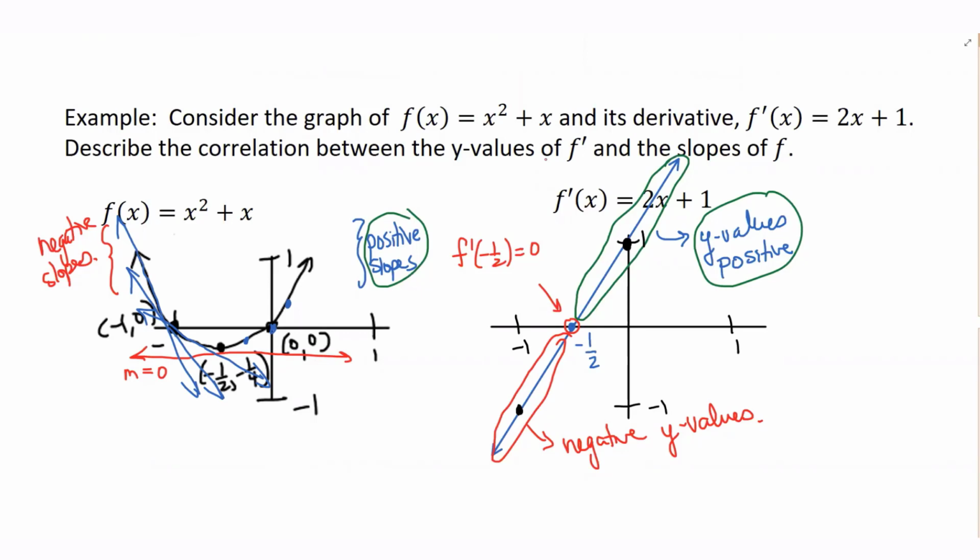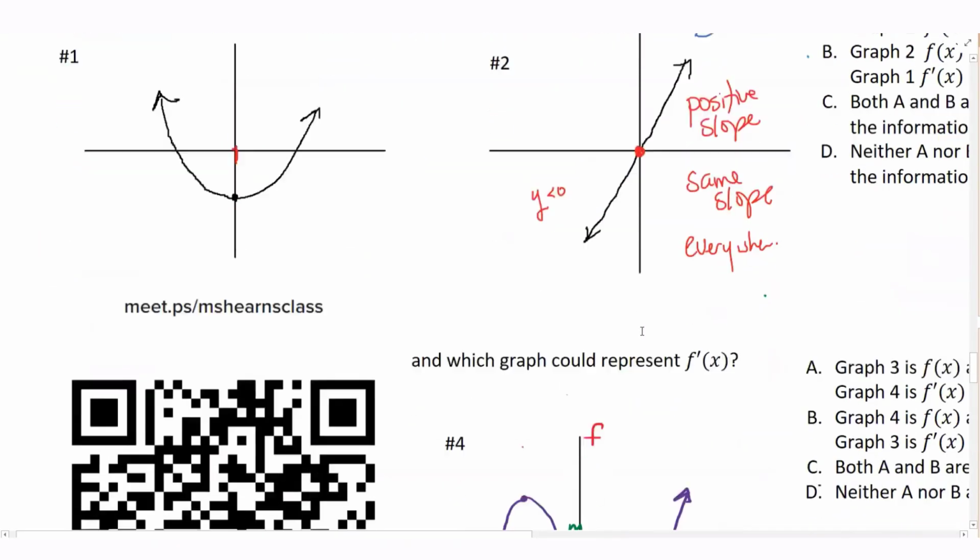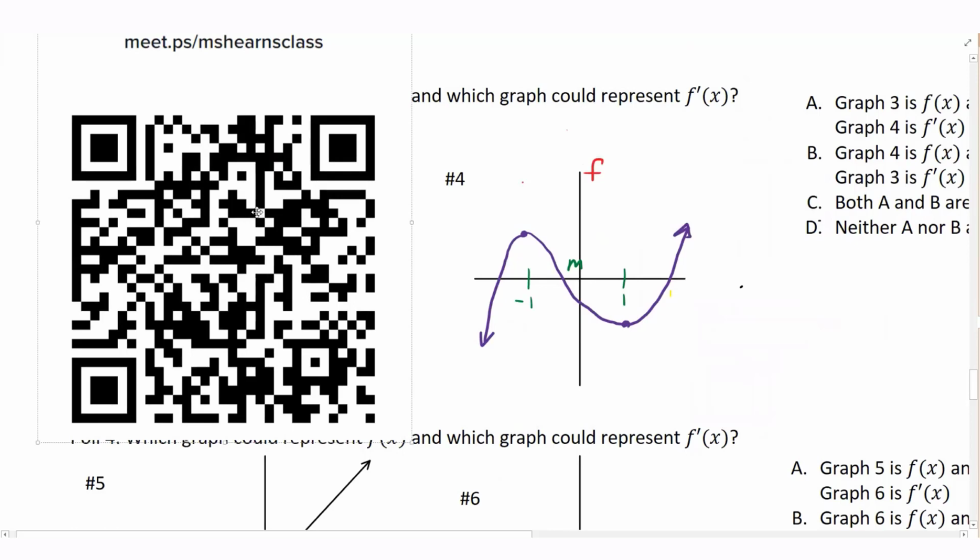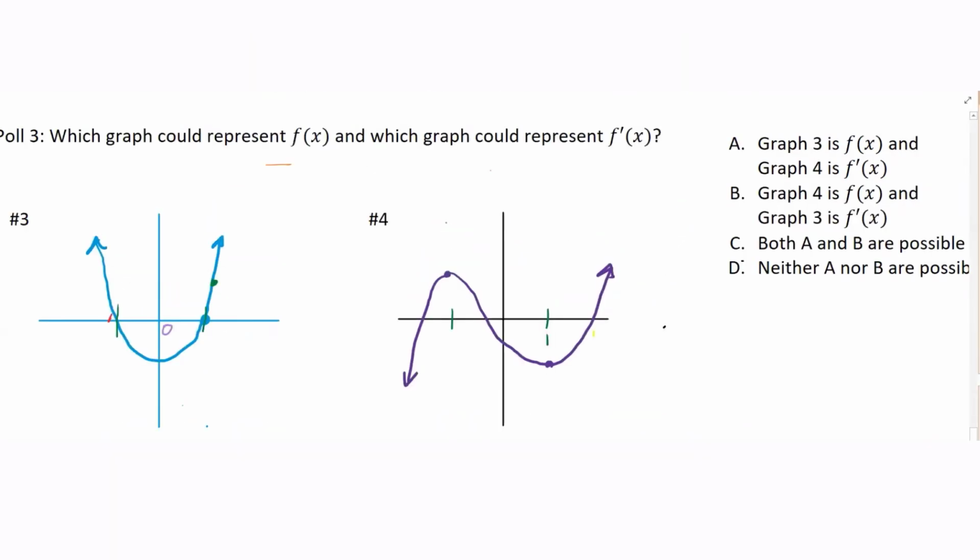If so, the one whose y values correspond is the derivative. It's everywhere. Let's look at the next one. So which one do you think is the function f of x and which one is the derivative? A, graph 3 is f of x and graph 4 is the derivative. B, graph 4 is f of x and graph 3 is the derivative. C, both A and B are possible, or D, neither A nor B are possible from the information given.